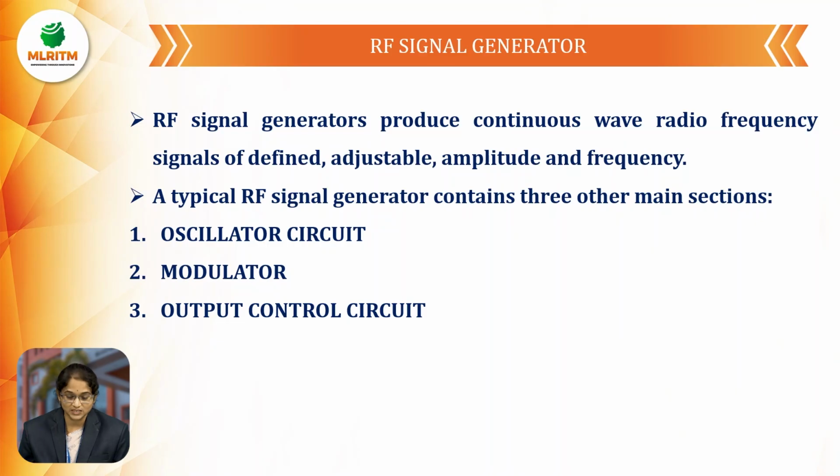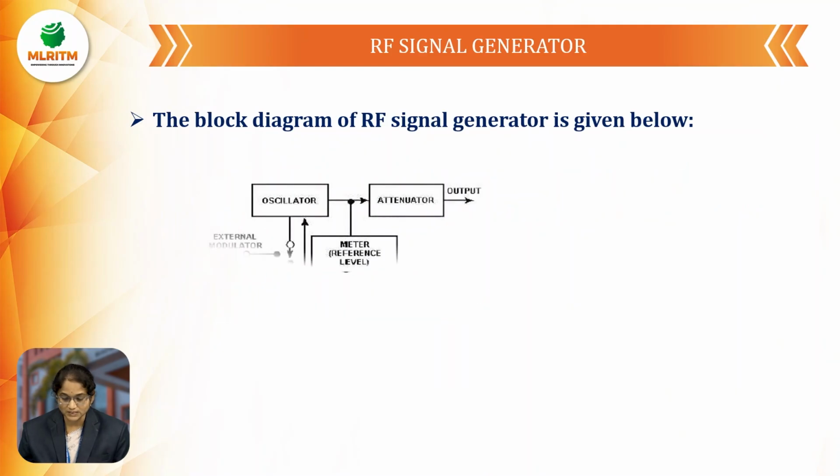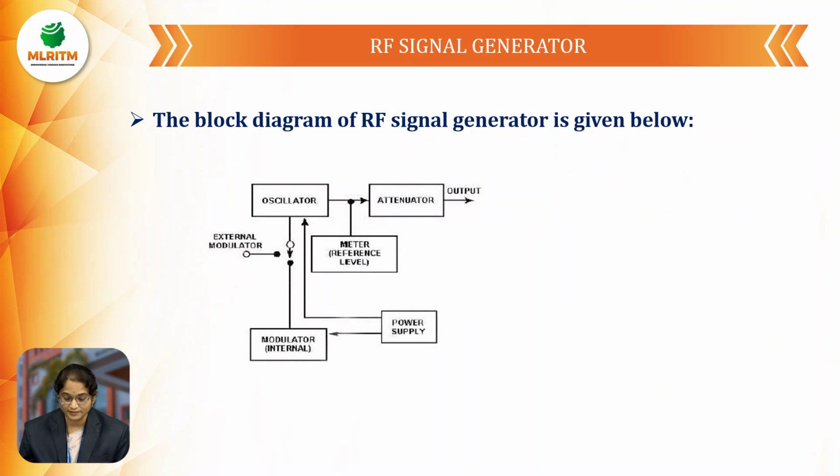Then next, the RF signal generator. It produces continuous wave radio frequency signals, with adjustable amplitude and frequency. Already we discussed the oscillator and the modulator. The RF generators consist of three main sections: the oscillator circuit, the modulator circuit and the output control circuit. The block diagram of the RF signal generator is given below here.